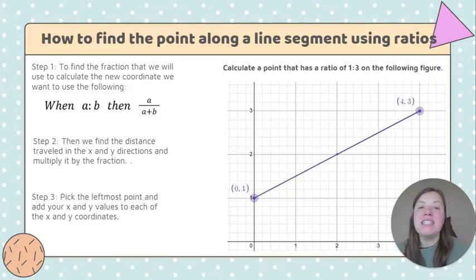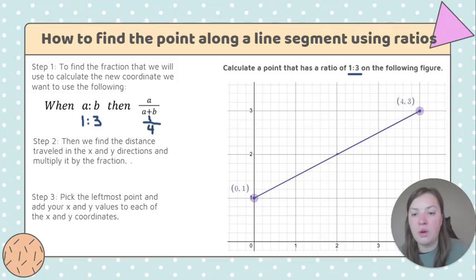Now, let's look at an example where we are not starting at the point 0, 0. So in this case, we're starting at the point 0, 1, and we want to split this line segment in a ratio of 1 to 3. So just like before, I'm going to have the ratio 1 to 3. I'm going to take the first number, put it on top of my fraction, and then I'm going to add up my two values, 1 and 3.